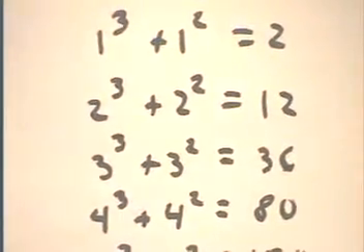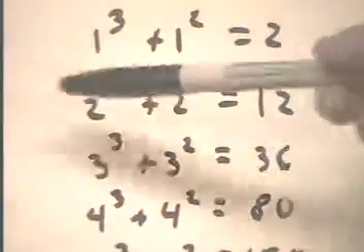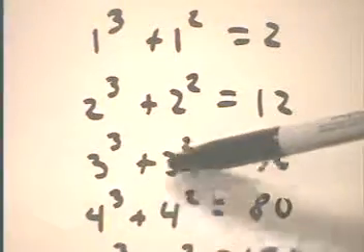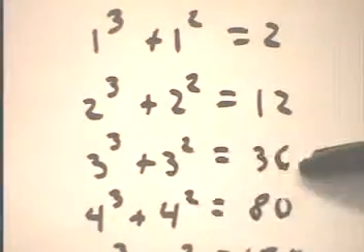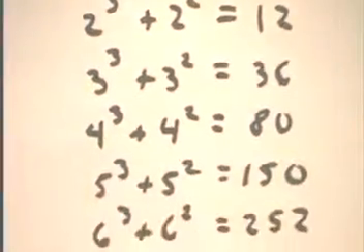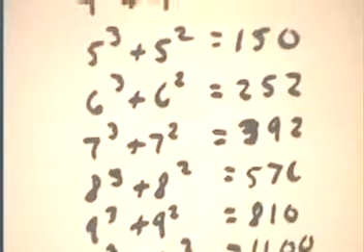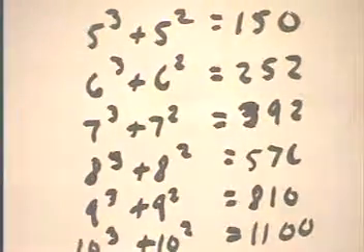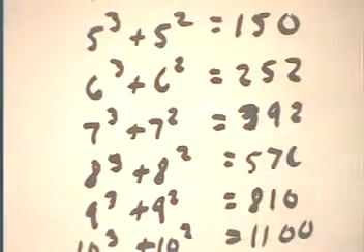The pattern is 1 cubed plus 1 squared equals 2, 2 cubed plus 2 squared equals 12, 3 cubed plus 3 squared equals 36, and so on. And of course you can easily calculate these numbers. Now it just turns out that if we continue this pattern, we end up at some point coming across 9 cubed plus 9 squared equals 810.